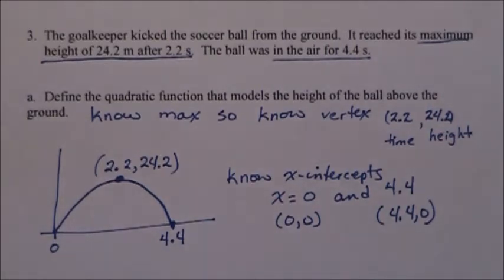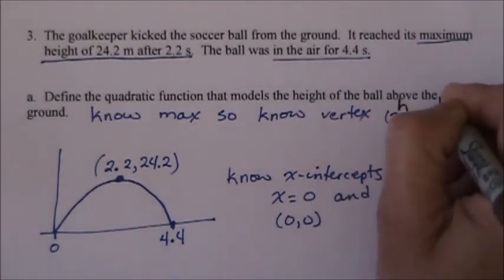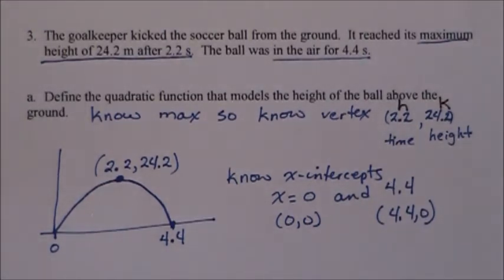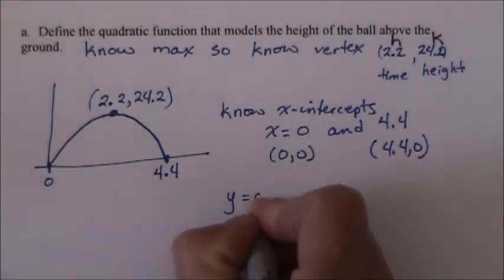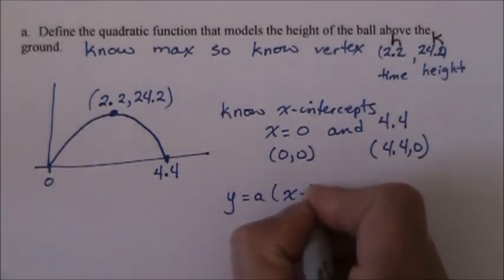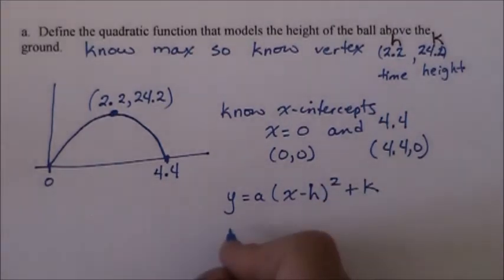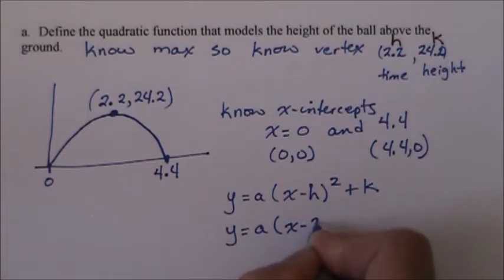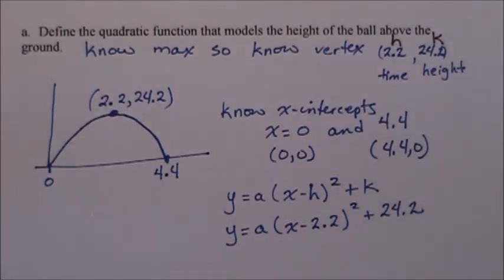So if we think about that, the x value is the same as our h. So here's our h, there's our k, and our equation format is y equals a, (x minus h) in brackets squared plus k. So replacing our h and our k, we get y is equal to a(x minus 2.2) squared plus 24.2.